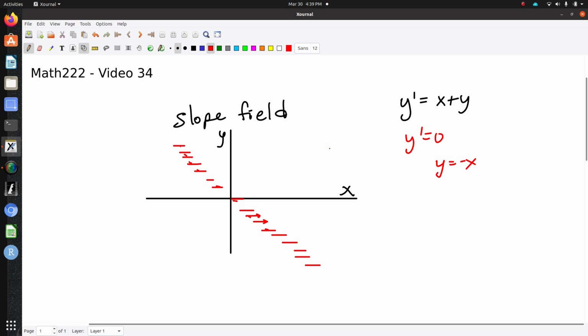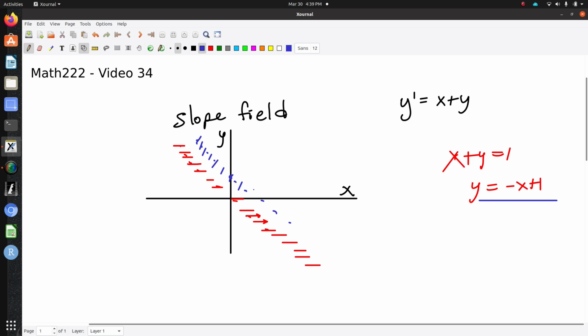Okay, then when is this going to be, say, 1? Well, x plus y equals 1 when y equals negative x plus 1. The slope of this line is negative 1, but it starts up here. So we're going to think along a line like this, and we're going to draw little 45-degree marks to remind us.